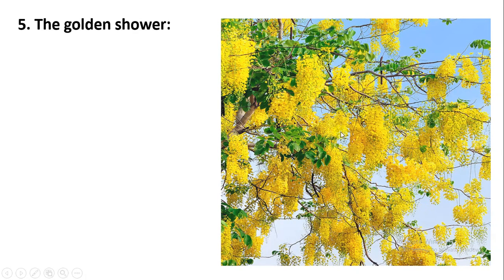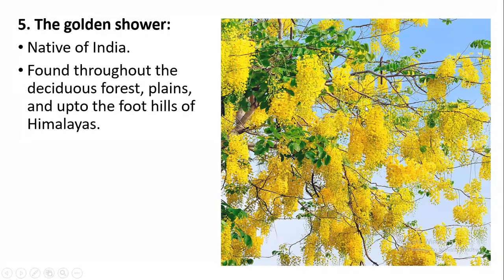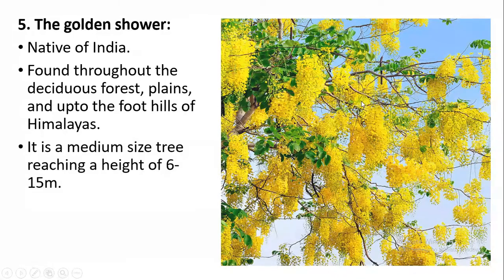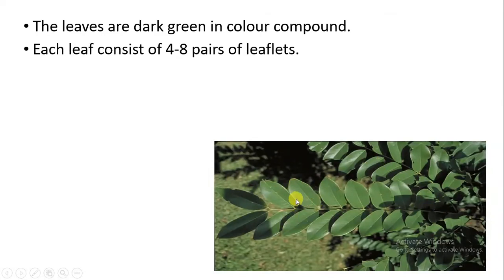The next plant which we are going to study is the golden shower. It is native to India and is found throughout the deciduous forests, plains, and up to the foothills of the Himalayas. It is a medium-sized tree reaching a height of 6 to 15 meters. When we talk about the leaves, they are dark green in color and compound. Each leaf consists of 4 to 8 pairs of leaflets.